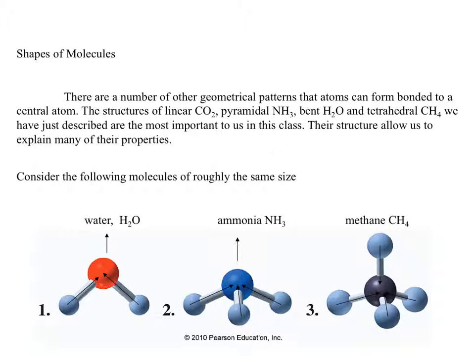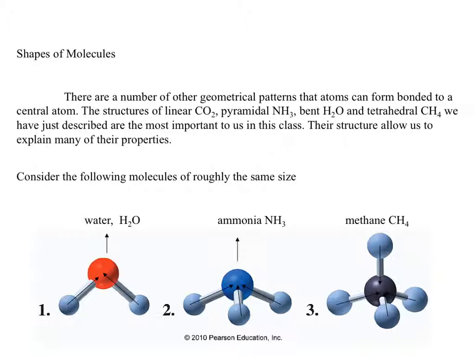Okay, so in shapes of molecules, to continue on with this, there are a number of other additional geometric patterns that atoms can form bonded to a central atom. The structures of the linear carbon dioxide, the pyramidal ammonia, bent water, and tetrahedral CH4 we have just described are the most important for us in this class. So we're going to kind of take this a step further.